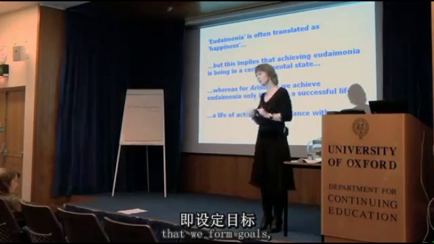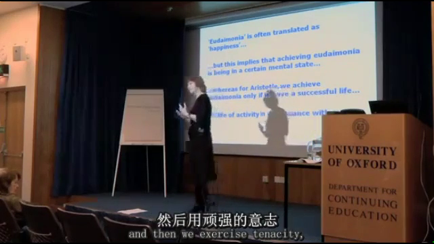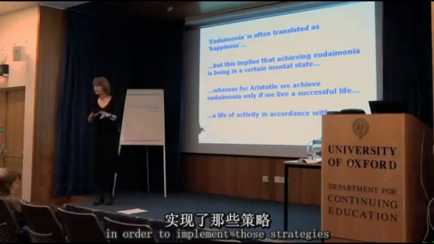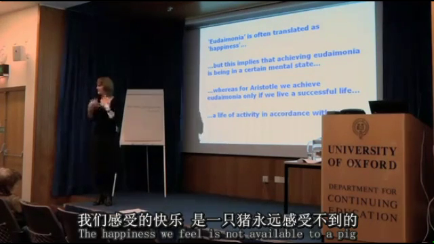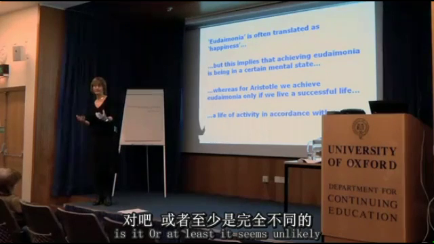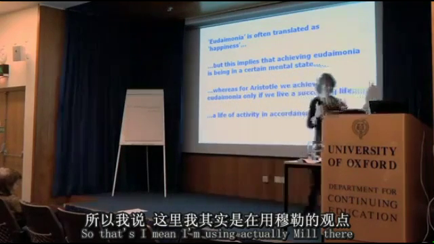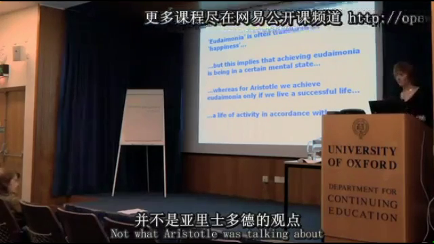So it's just a thing that's characteristic of human beings, that we form goals, we formulate strategies by which to achieve goals, and then we exercise tenacity, self-discipline, etc., in order to implement those strategies. And when we do that, and we achieve those goals, the happiness we feel is not available to a pig, is it? Or at least it seems unlikely. I mean, I'm using actually Mill there. This is what Mill was talking about, not what Aristotle was talking about.